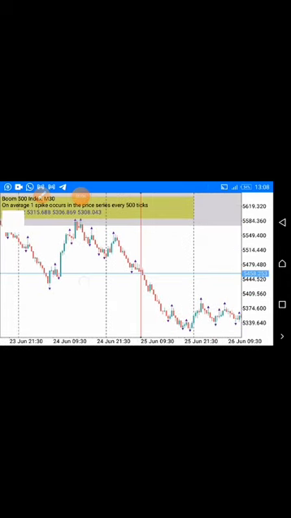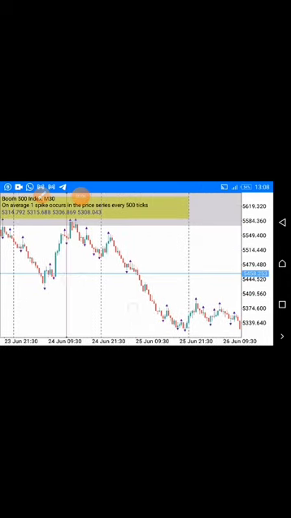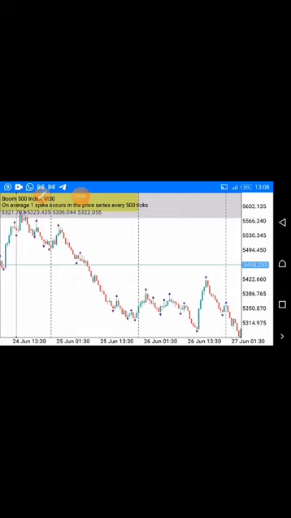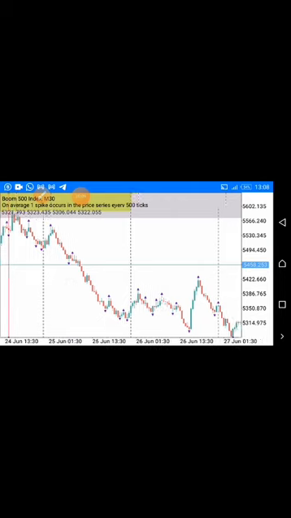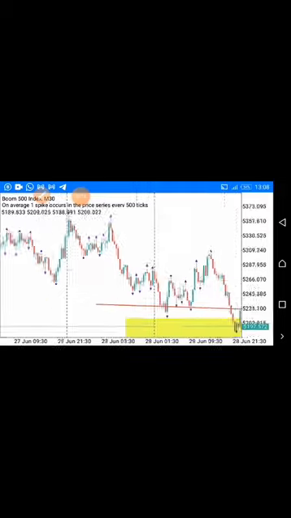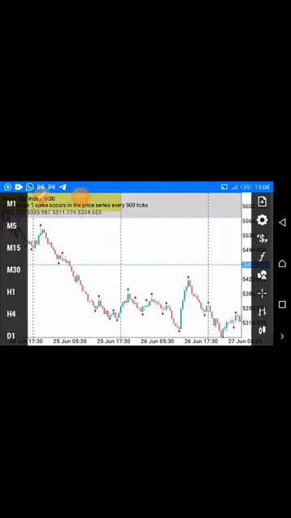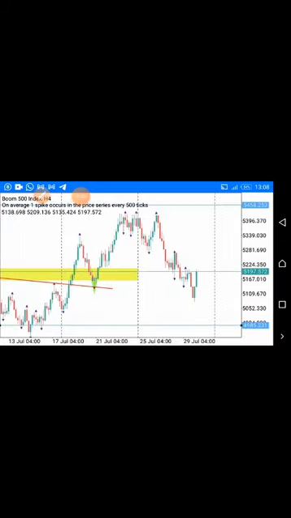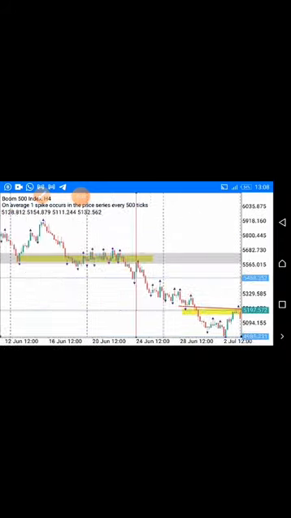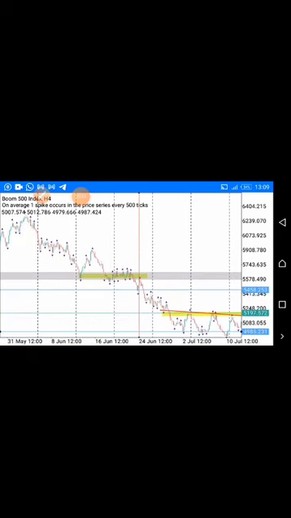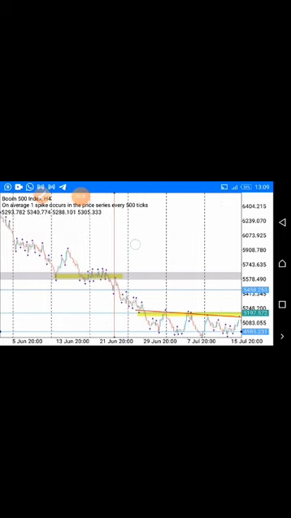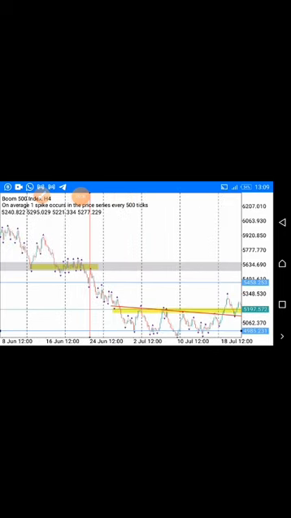You enter the trade and just take a look at it here. Let me just show you how the trade went all the way down. Let me go back to the 4 hours time frame for better visibility. Let me go back to H4. All right, let me zoom out. Now this is the H4.